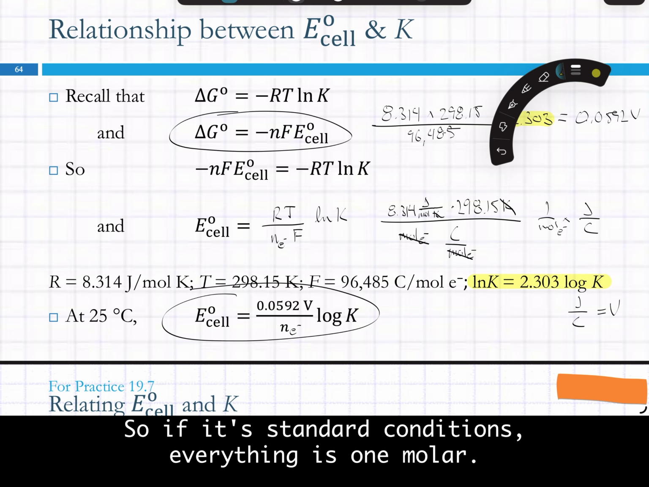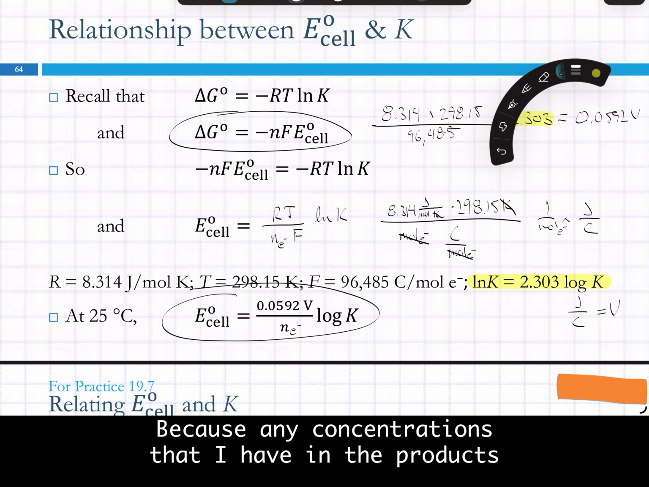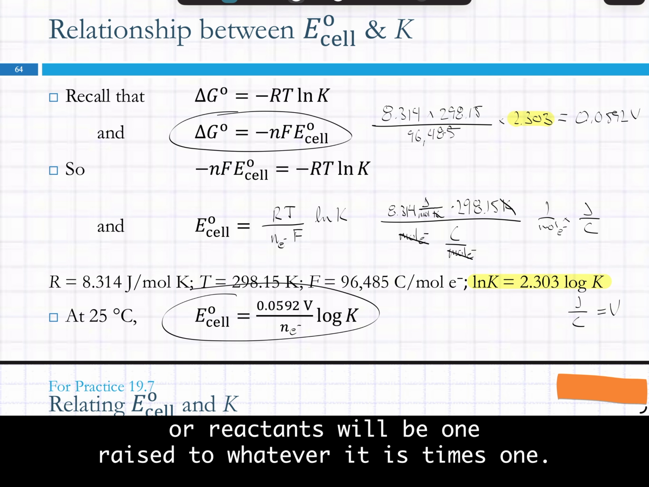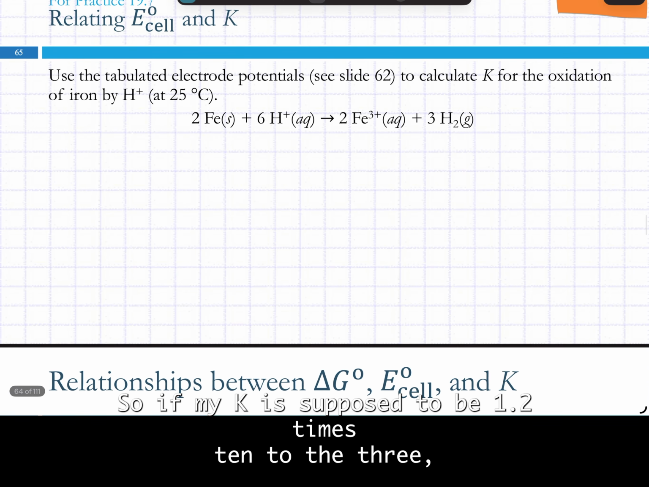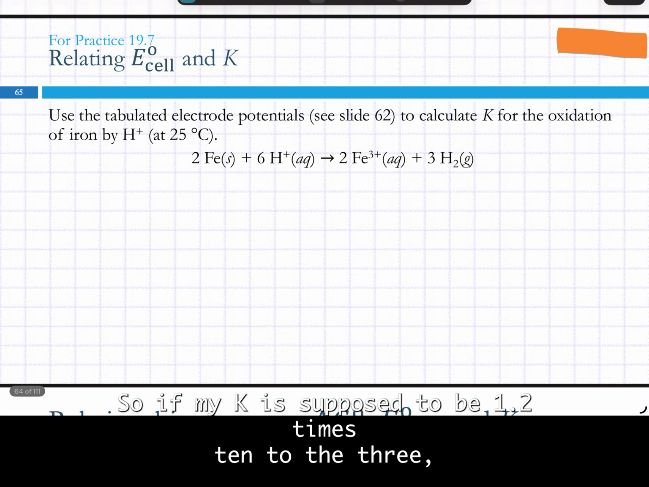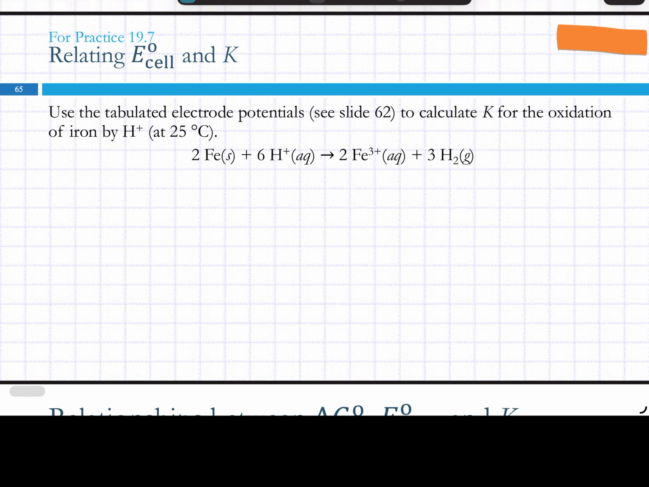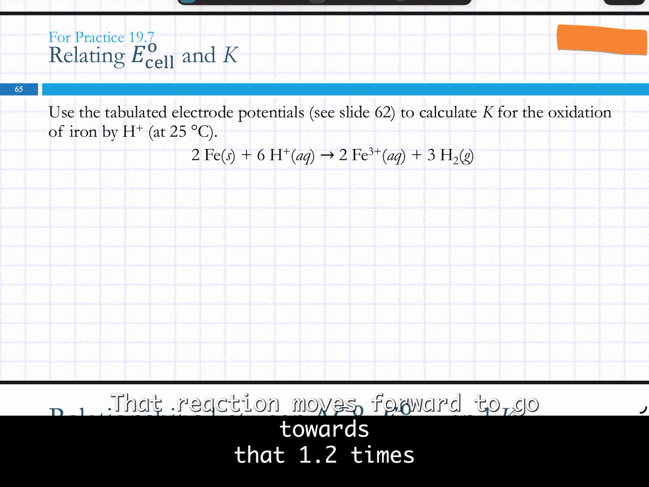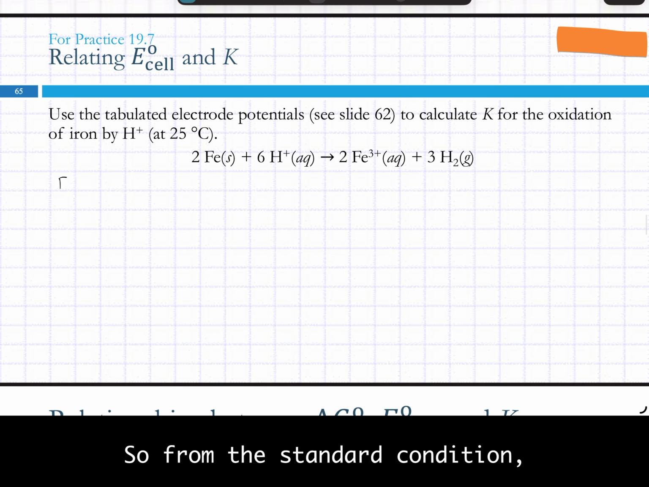If it's standard conditions, everything is 1 molar, that means that Q is going to be 1, because any concentrations in the products or reactants will be 1 raised to whatever power, times 1. So it'll always reduce back down to 1. So if my K is supposed to be 1.2 times 10 to the 3, then 1 at standard conditions is not 1.2 times 10 to the 3. That reaction moves forward to go towards that 1.2 times 10 to the 3. So from the standard condition, it'll go forward.